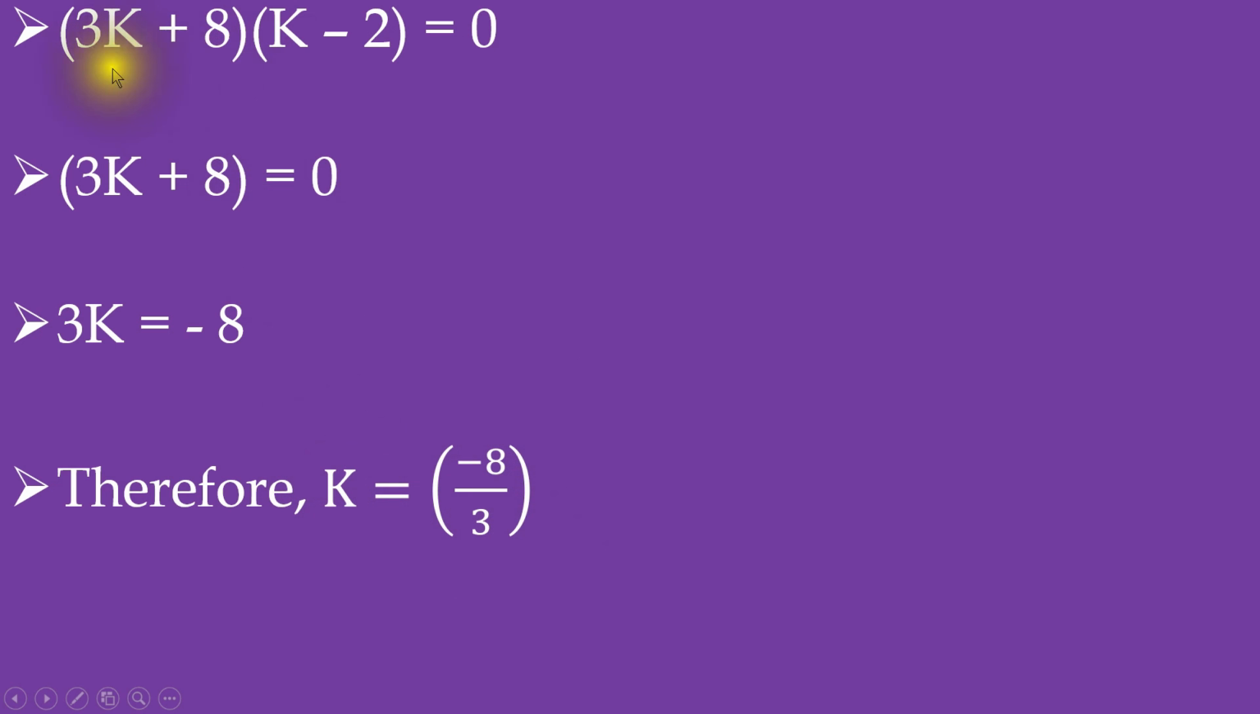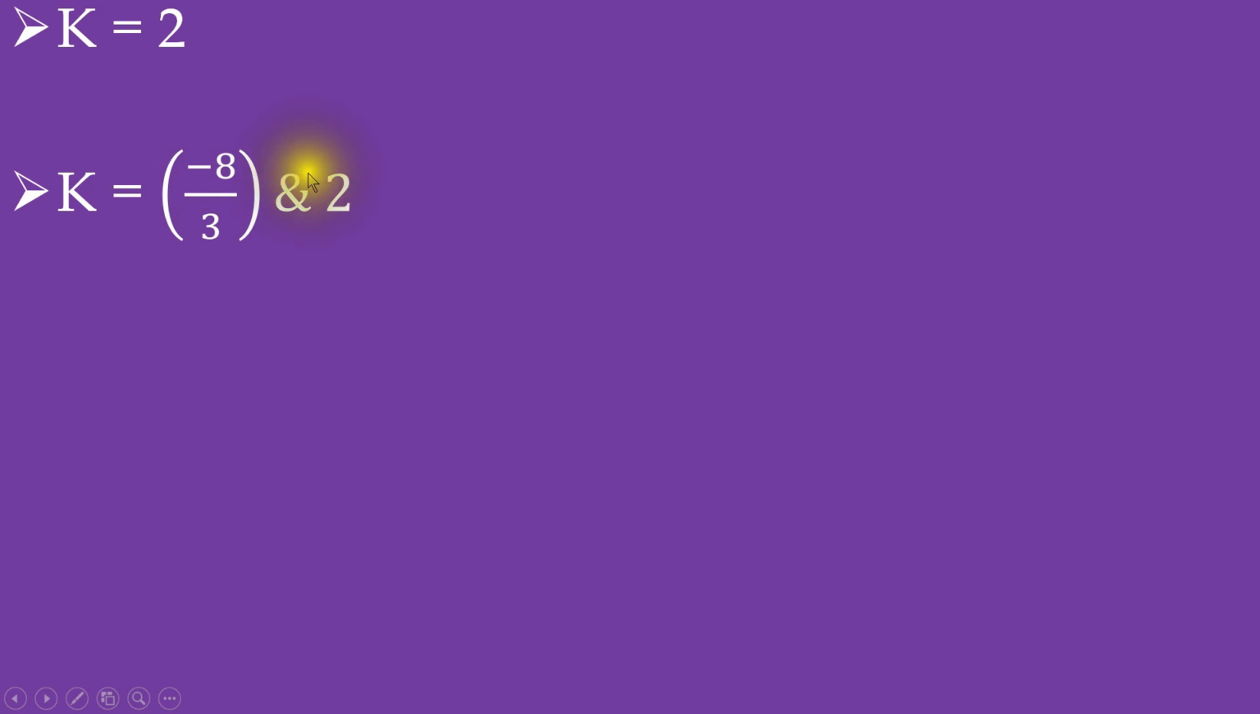Now again we will consider this 3k plus 8 into k minus 2 is equal to 0. Now this time we will bring this 3k plus 8 to the RHS. We will get 0 divided by 3k plus 8. We know that 0 divided by anything is 0. Therefore, the next step will be k minus 2 is equal to 0. Now bring this minus 2 to the RHS. We get k is equal to 2. This is another value for k. So the next step will be k is equal to minus 8 by 3 and 2. So these are the two values for k, which means the answer for this question is minus 8 by 3 and 2.